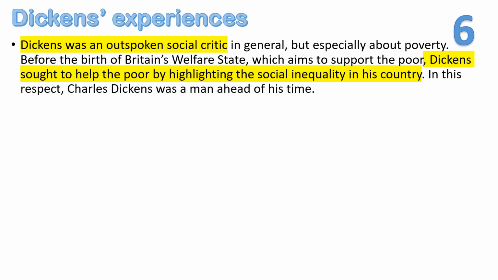Now to focus on Dickens' own life experiences. He was an outspoken social critic, trying to support the poor, highlighting the issues relating to poverty. Dickens sought to help the poor by looking at the class divide and social inequality. So you could argue that he was very much ahead of his time, very forward thinking.